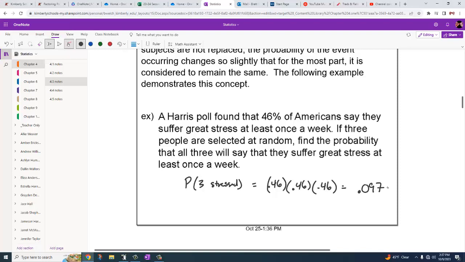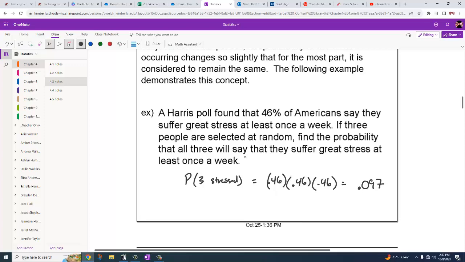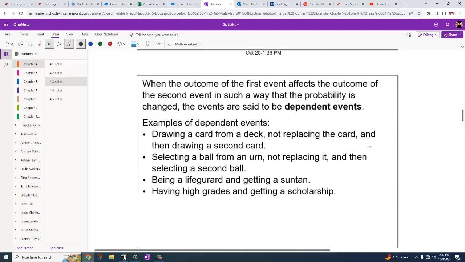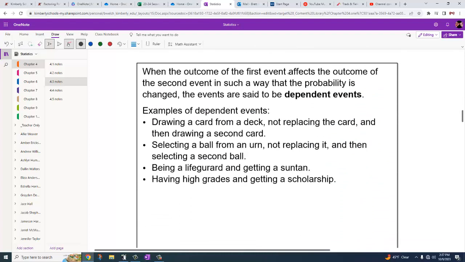Finding someone who's stressed is not hard. Finding 2 people who are stressed and one person who is not stressed, that's reasonable. But finding all 3 of them, we start getting down to some pretty small percentages. When the outcome of the first event affects the outcome of the second event, we say that these events are dependent.